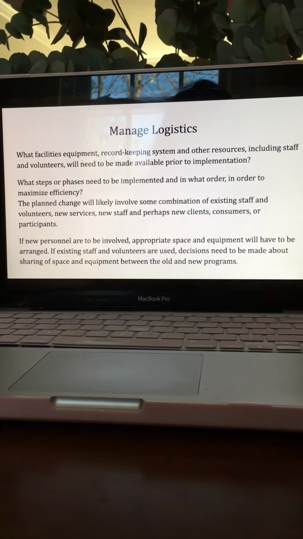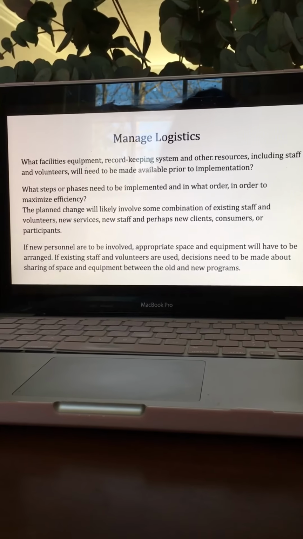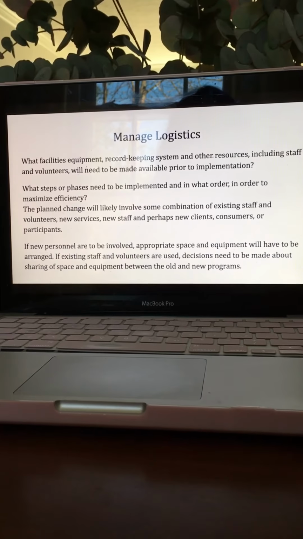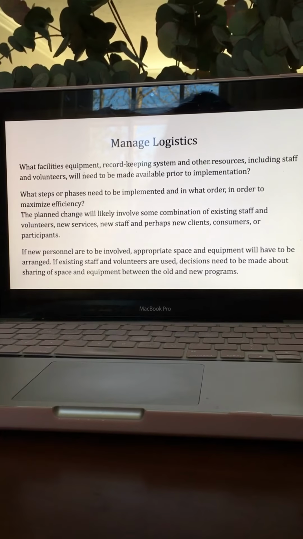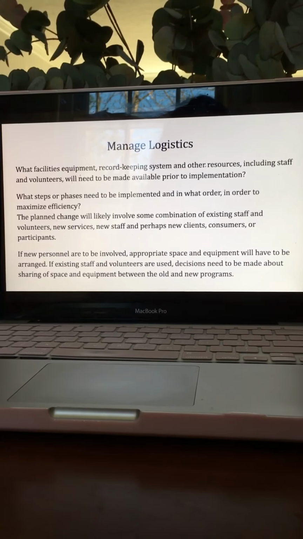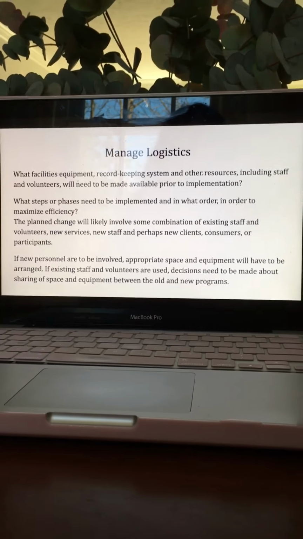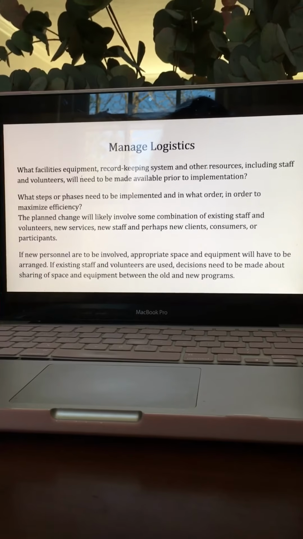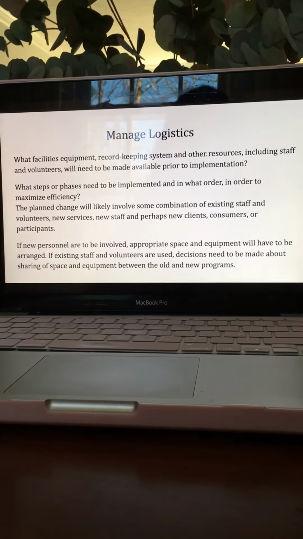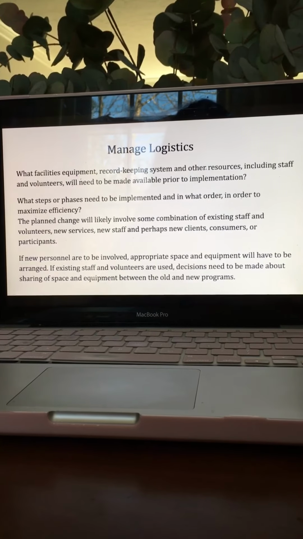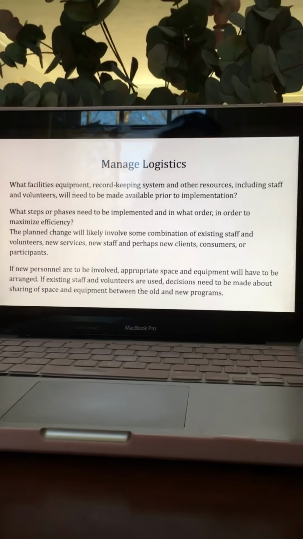The planned change will likely involve some combination of existing staff and volunteers, new services, new staff, and perhaps even new clients, consumers, or participants. If new personnel are to be involved, appropriate space and equipment will have to be arranged. If existing staff and volunteers are used, decisions need to be made then again about sharing of space and equipment between the old and new programs.